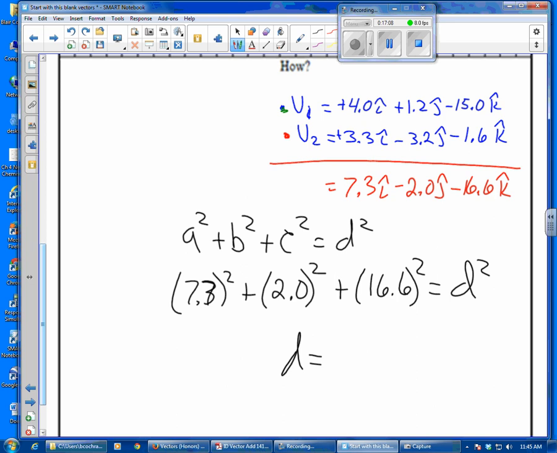D is, let's see, 7.3 squared plus 4 plus 16.6 squared. Square root that. I get 18.2. Why not? Did you forget to square root the d? Because it's a squared plus b squared plus c squared equals d squared. I'm solving just for d.